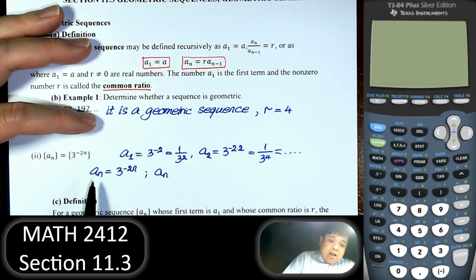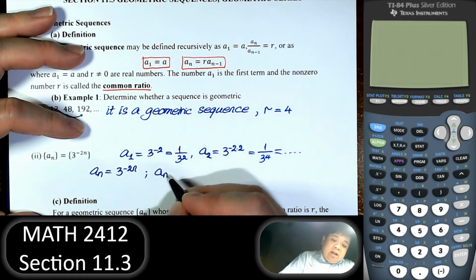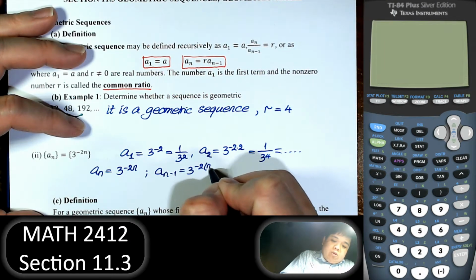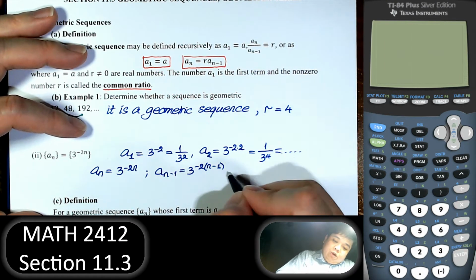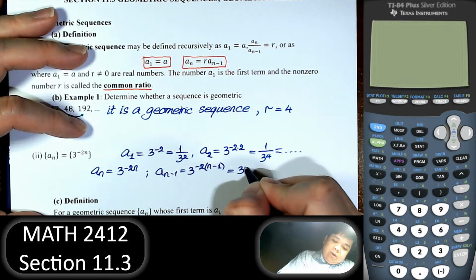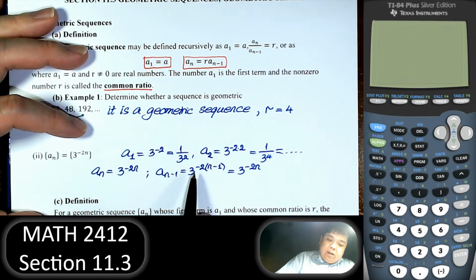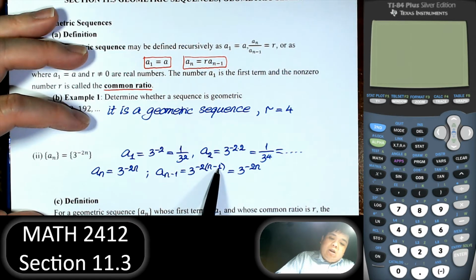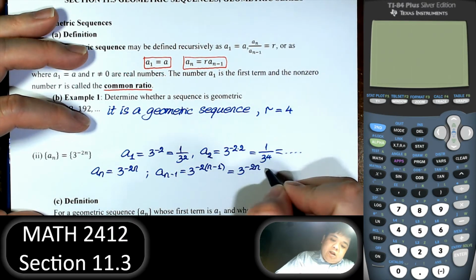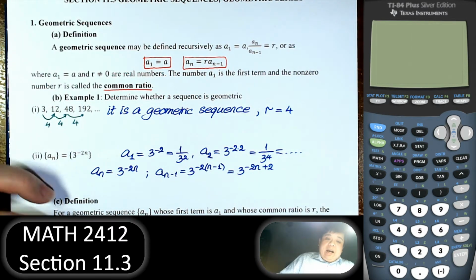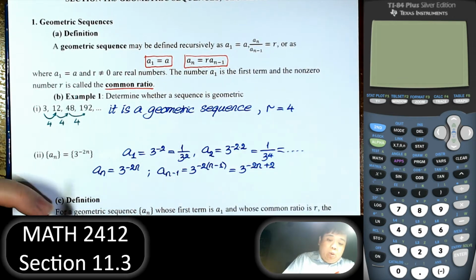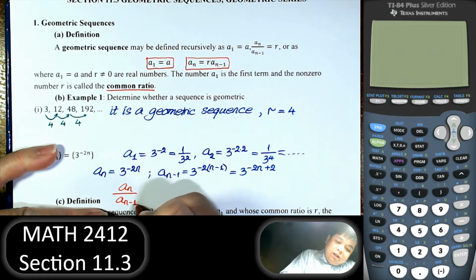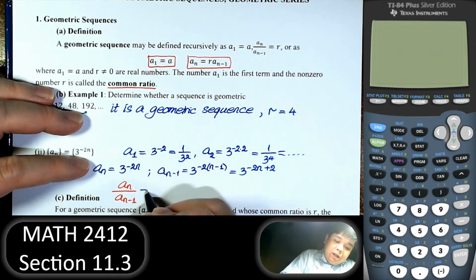But if we write this term as 3 to the negative 2n, and a of n minus 1 is 3 to the negative 2 times n minus 1, multiply this out: 3 to the negative 2n minus 2 times negative 1, plus 2. And now ultimately we're going to divide them to see if we have a constant. So we take a of n divided by the previous term, a of n minus 1. So we take the ratio of consecutive terms in general.